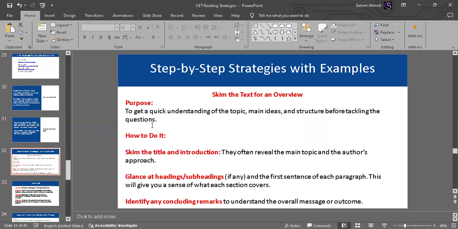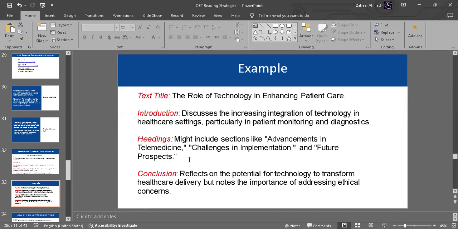How will you skim? You will quickly understand the topic, the main idea, and the structure before you tackle the question. You will just look at the title, and if any subtitles are given, look at the first sentence. That will give you an idea about how to cover this, and then you will identify any concluding remarks given there. So no need to read everything.